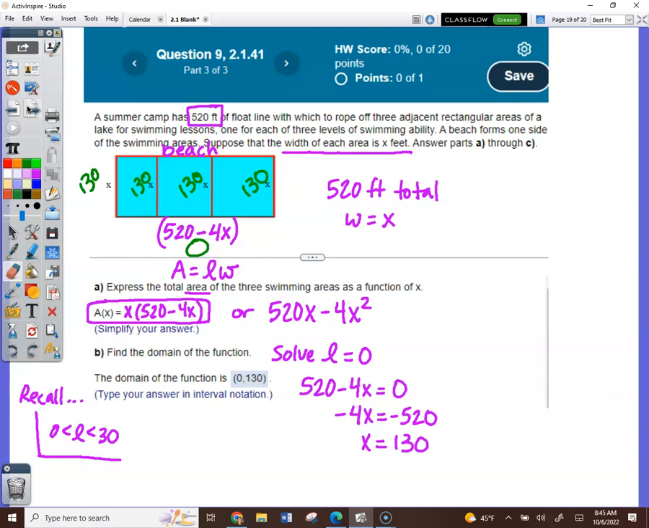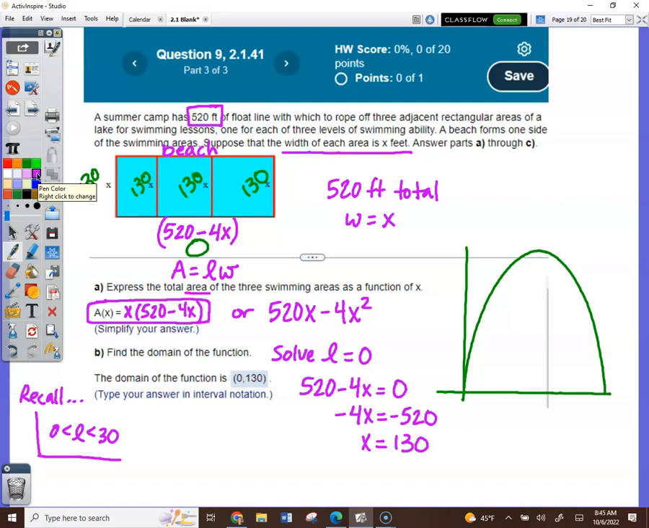Remember, let me see the picture. I'm just going to copy that graph real quick. If you look at the graph on your computer, you can see what window to use. Like the X max looks like it's going to 230, and then the Y max looks like it's going to 52,900.